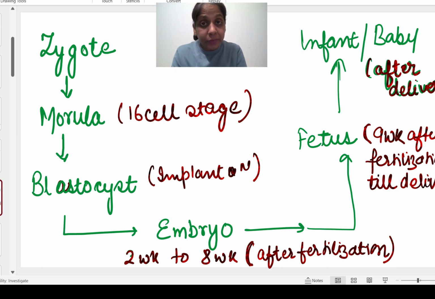There are some terms we always use. For example, when implantation occurs on the 6th day, it doesn't mean that implantation occurs on the 6th day of the LMP.